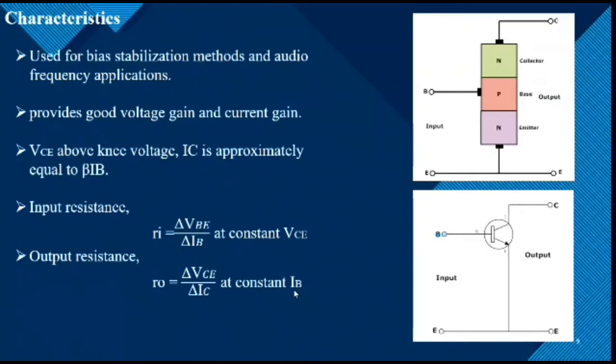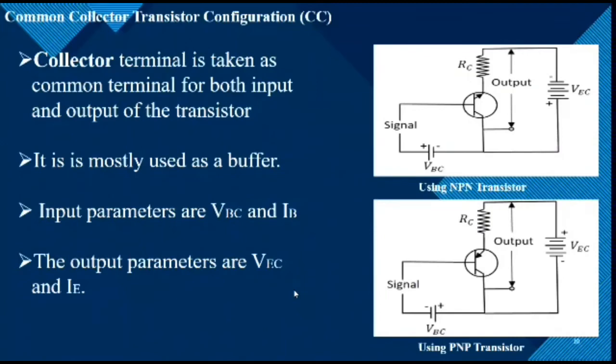Now let us see the common collector transistor configuration. In this configuration, we use the collector terminal as common for both input and output signals. This configuration is also known as emitter follower configuration because the emitter voltage follows the base voltage. This configuration is mostly used as a buffer. These configurations are widely used in impedance matching applications because of their high input impedance.